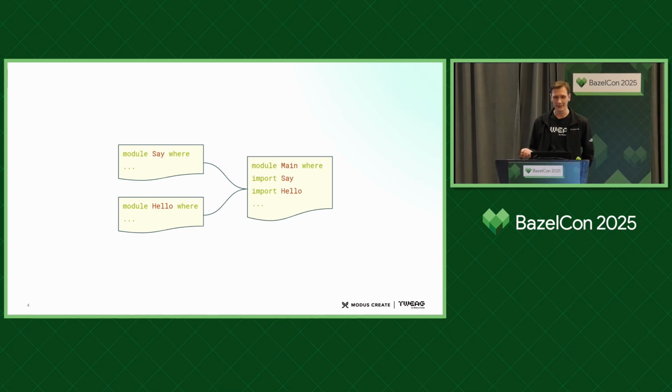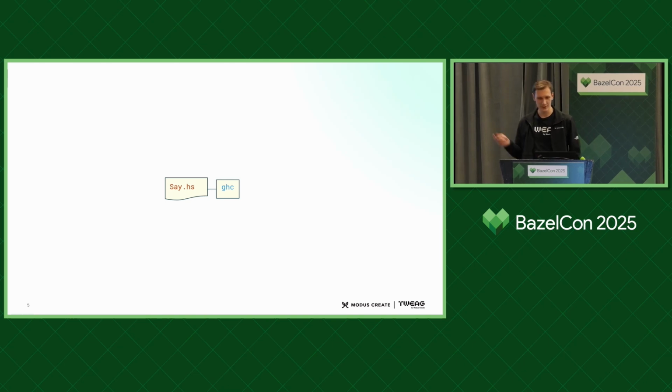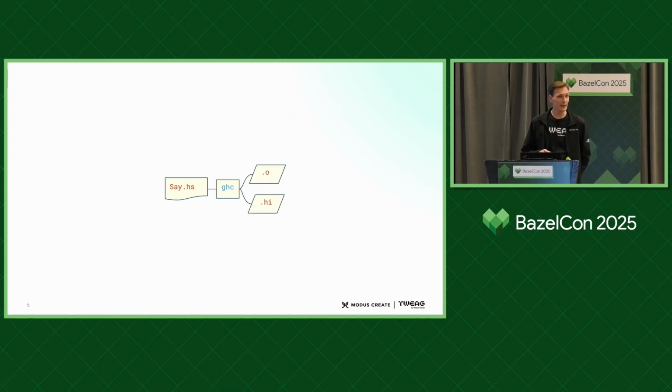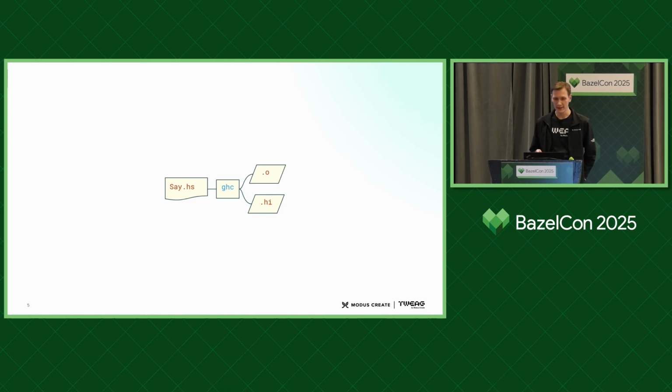Now in order to compile this, let's start first with the say module. We take the source file. We pass it to the Haskell compiler, the glorious Glasgow Haskell compilation system, if you ever wondered what GHC stands for. And that produces two outputs. One is an object file. It's the same kind of object file you would get out of compiling C code or something like this. And then you have this .hi file, which is called an interface file. And that is kind of like a generated header file. It contains signatures, exported symbols, and a bunch of other information. But it's generated by the compiler.